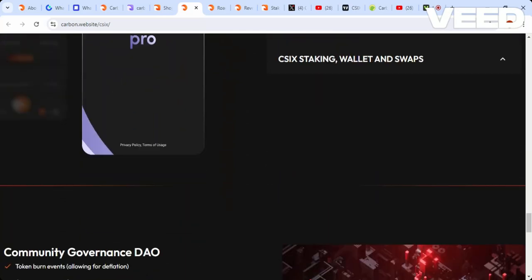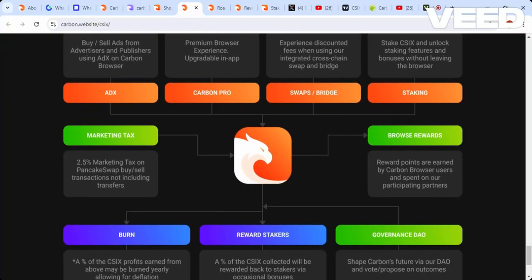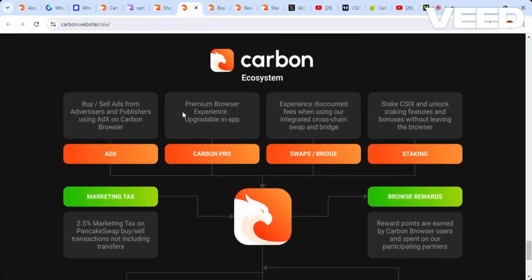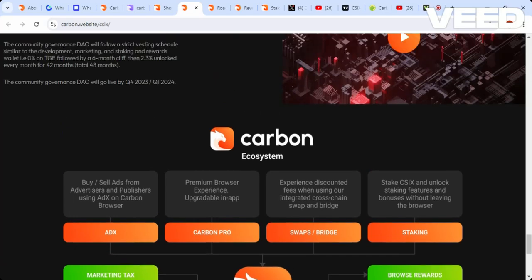So this is the Carbon Pro browser, as you can see, and this is the Carbon ecosystem. In the Carbon ecosystem, you can see Carbon Pro, swaps, bridge, staking, marketing tax, browsing rewards. We have burns, rewards, governance token. So those are actually what we have.